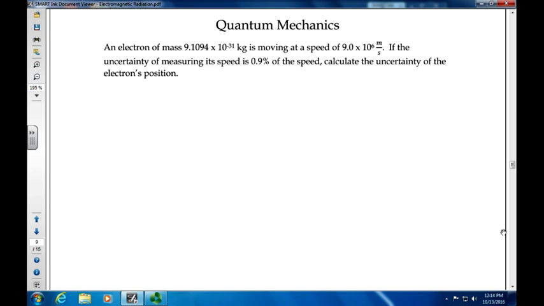Now, before I go any further, let me say that for Chemistry 111, the likelihood of there being a problem regarding this is relatively low. But if you're interested in chemistry, if you're interested in physical chemistry, quantum mechanics, this might be useful.